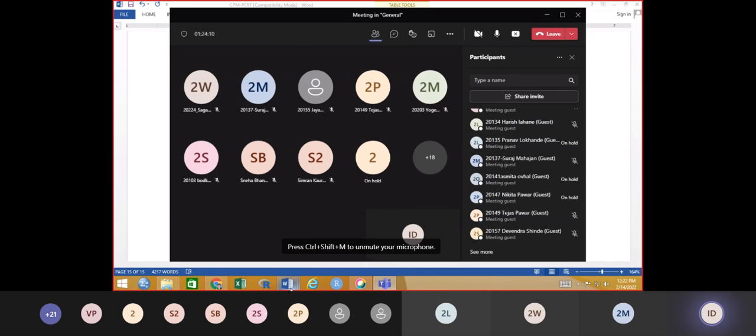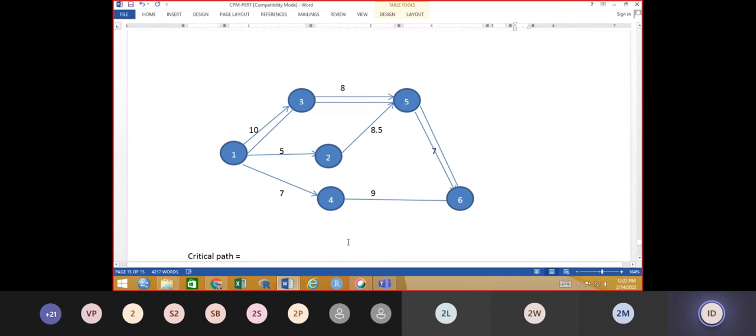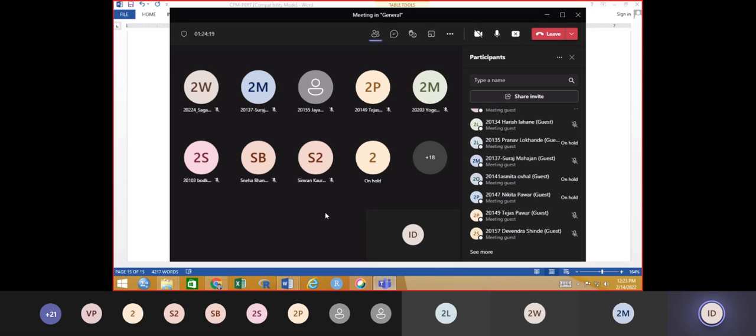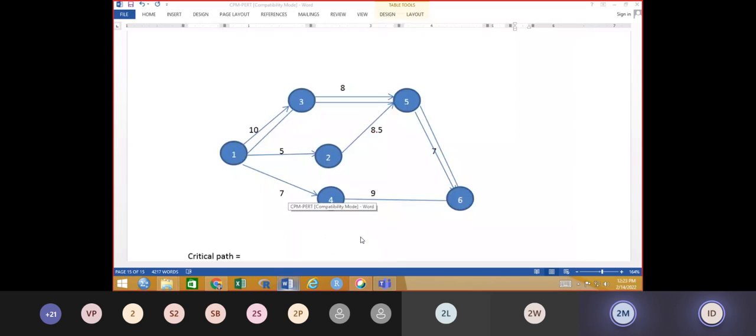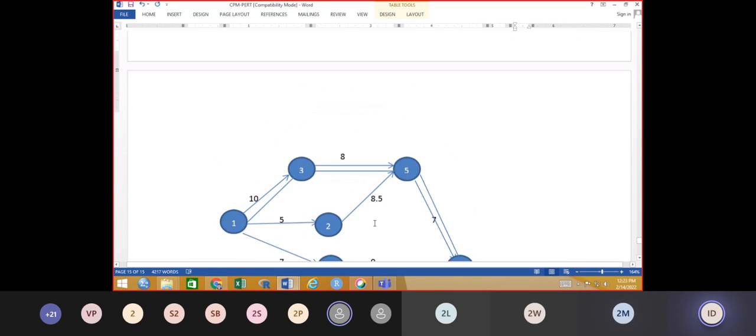Have you drawn the diagram? Yes or no? Are you with me? Yes, sir. Draw the diagram. Have you drawn it? Do you understand the diagram?